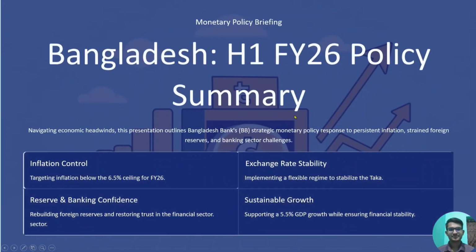Now we will see the policy summary of Bangladesh Bank's latest monetary policy. In that policy summary, Bangladesh Bank targeted to control inflation below 6.5% for the financial year 2026, and Bangladesh Bank also wants to implement a flexible regime to stabilize the Taka and sustain a good percentage of GDP growth.